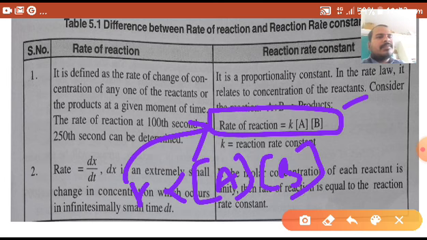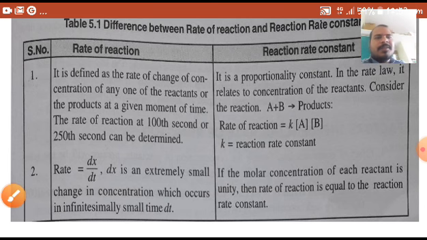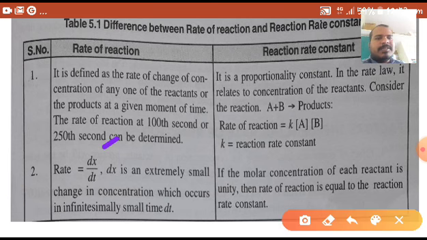Here K is the rate constant. Rate is equal to dx by dt, where dx is an extremely small change in concentration which occurs in an infinitesimally small time dt. Whereas in the case of the rate constant, if the molar concentration of each reactant is unity, then the rate of the reaction is equal to the reaction rate constant.